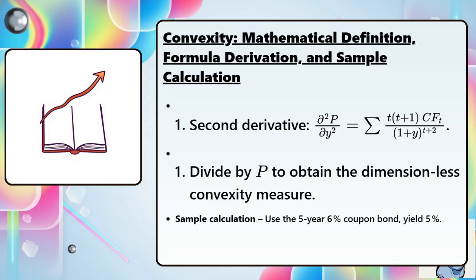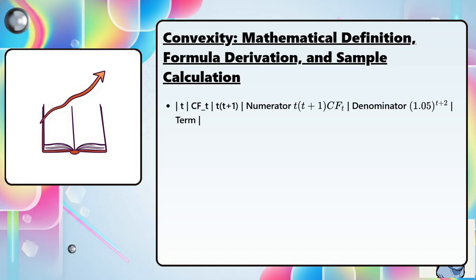Sample calculation. Use the 5-year 6% coupon bond, yield 5%. First compute each term. T times (T plus 1) times CF sub T divided by (1.05) to the power of T plus 2. Table columns. T, CF sub T, T times (T plus 1). Numerator T times (T plus 1) times CF sub T. Denominator (1.05) to the power of T plus 2 term.